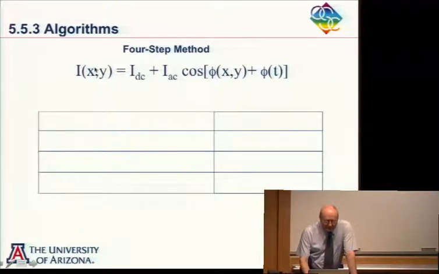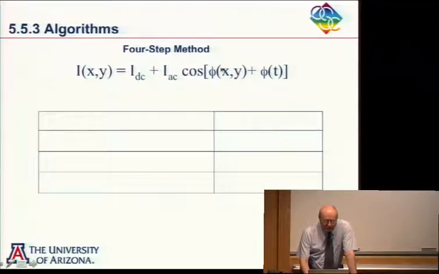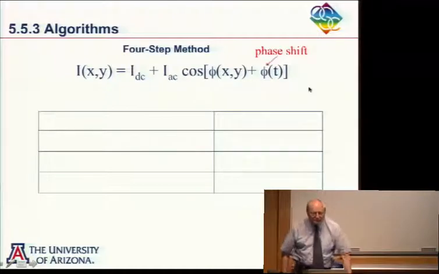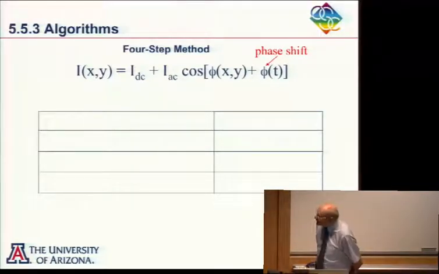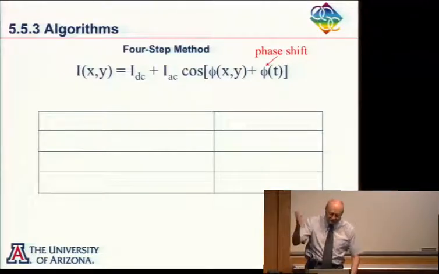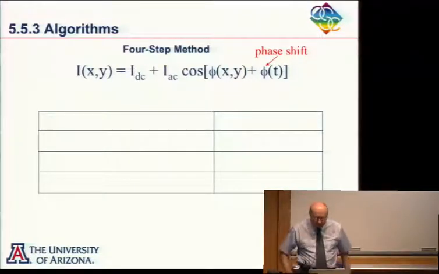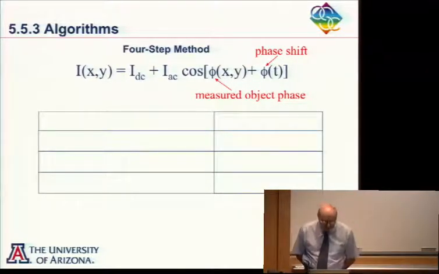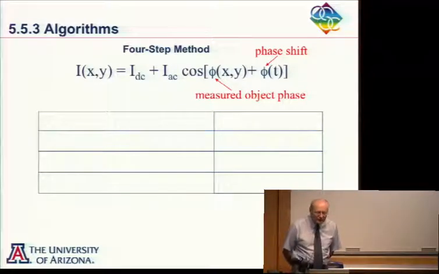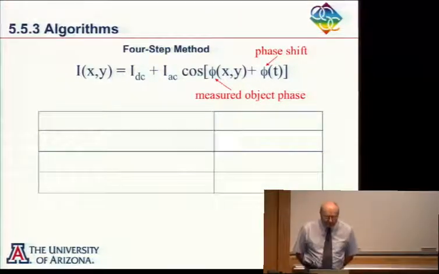But so, our basic equation for two-beam interference. We have two different phases. We have the phase due to our phase shift, which I just call phi of t, because right now we're changing phase as a function of time. And then we have what we're trying to measure, phi of xy. The whole goal here is to measure phi of xy.